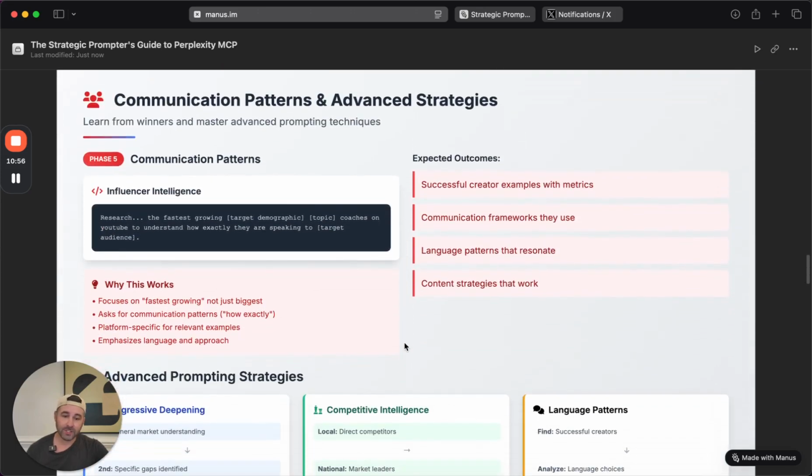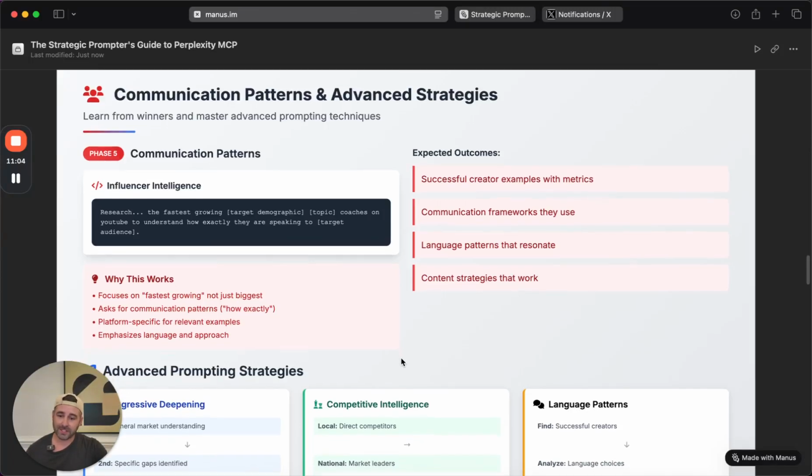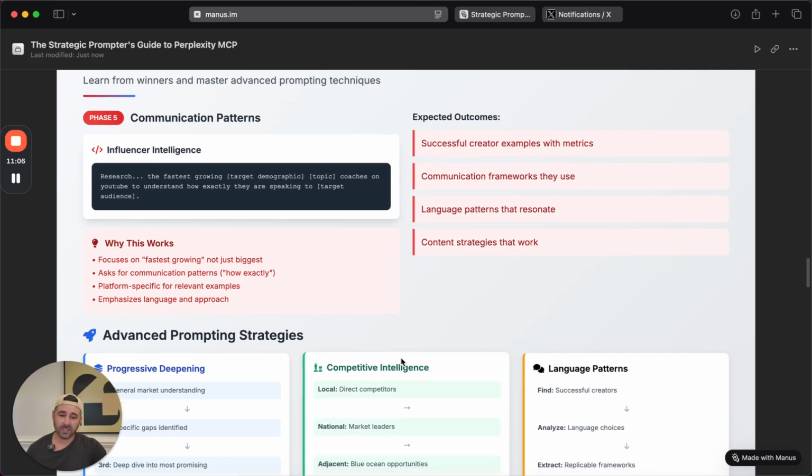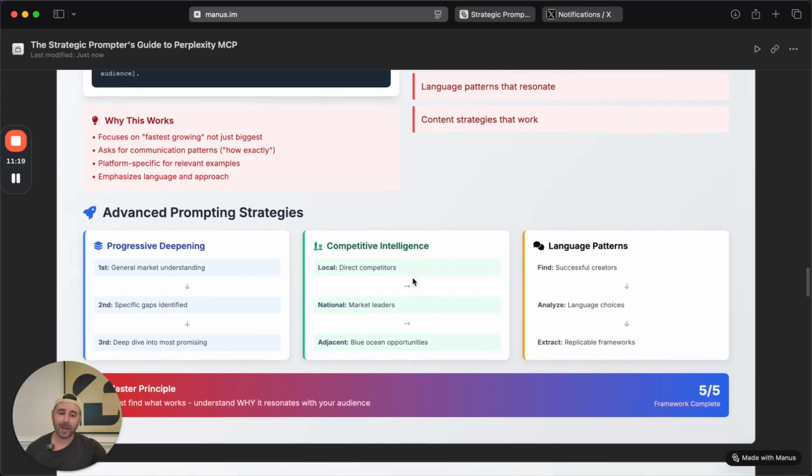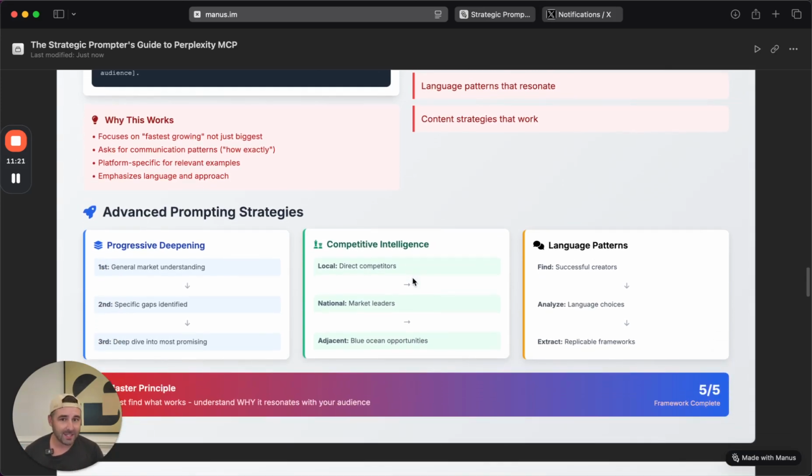So communication patterns and advanced strategies. Find the fastest growing influencers on this topic on YouTube to understand exactly how they're speaking to the target audience. So I'm going and finding successful creators with their metrics, identifying the creative communication frameworks they're using, the language patterns that are resonating, and content strategies that work. I'm not guessing. I'm going out and finding what's working.